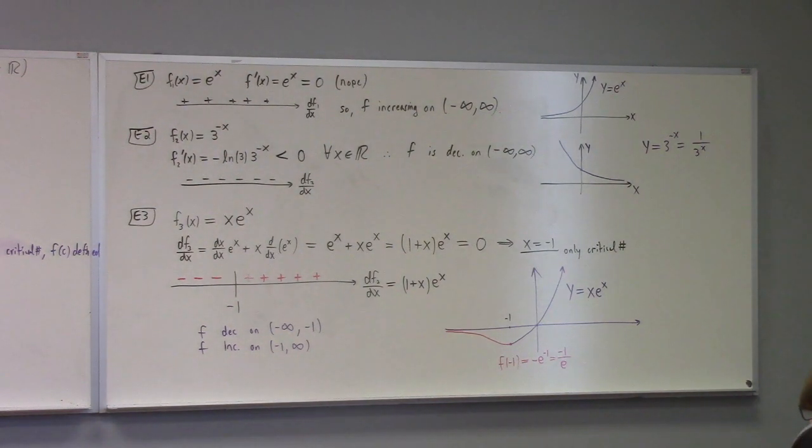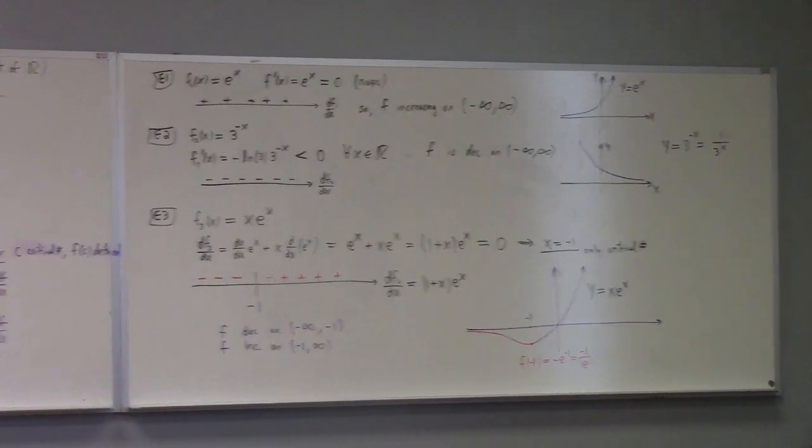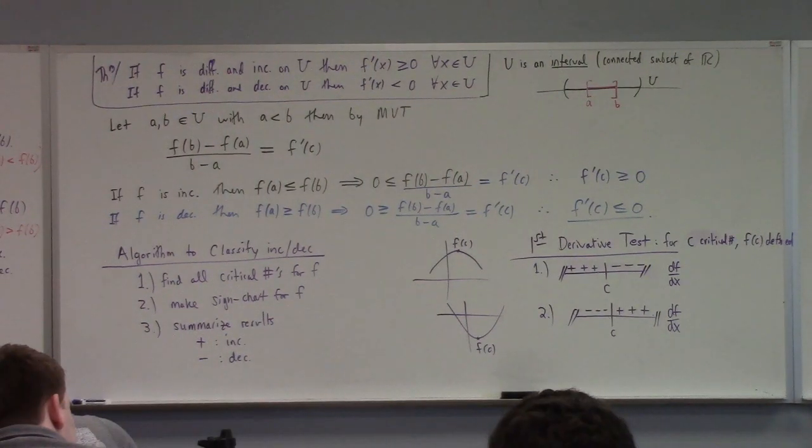On the other hand, number 2, if your sign chart looked like minus is changing to plus as we're going from left to right for your derivative, then the picture looks something more like this. So what does the first derivative test tell you? If you draw the sign chart for the derivative and you look at a critical number, in fact a critical point, so f of c is defined, it's a point on the graph, then we know that point is indeed a local min or max depending on the pattern.